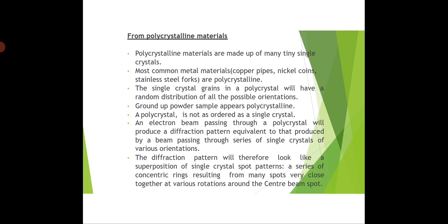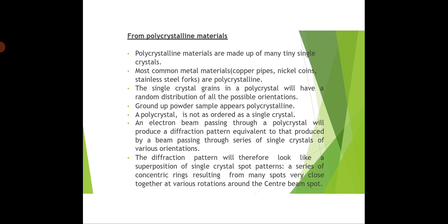Now, diffraction from polycrystalline material. Polycrystalline materials are made up of many teeny single crystals. Most common metal materials, copper pipe, nickel coins, stainless steel forks, are polycrystalline. The single crystal grains in a polycrystal will have a random distribution of all the possible orientations. A ground up, powdered sample appears polycrystalline. A polycrystal is not as ordered as a single crystal.